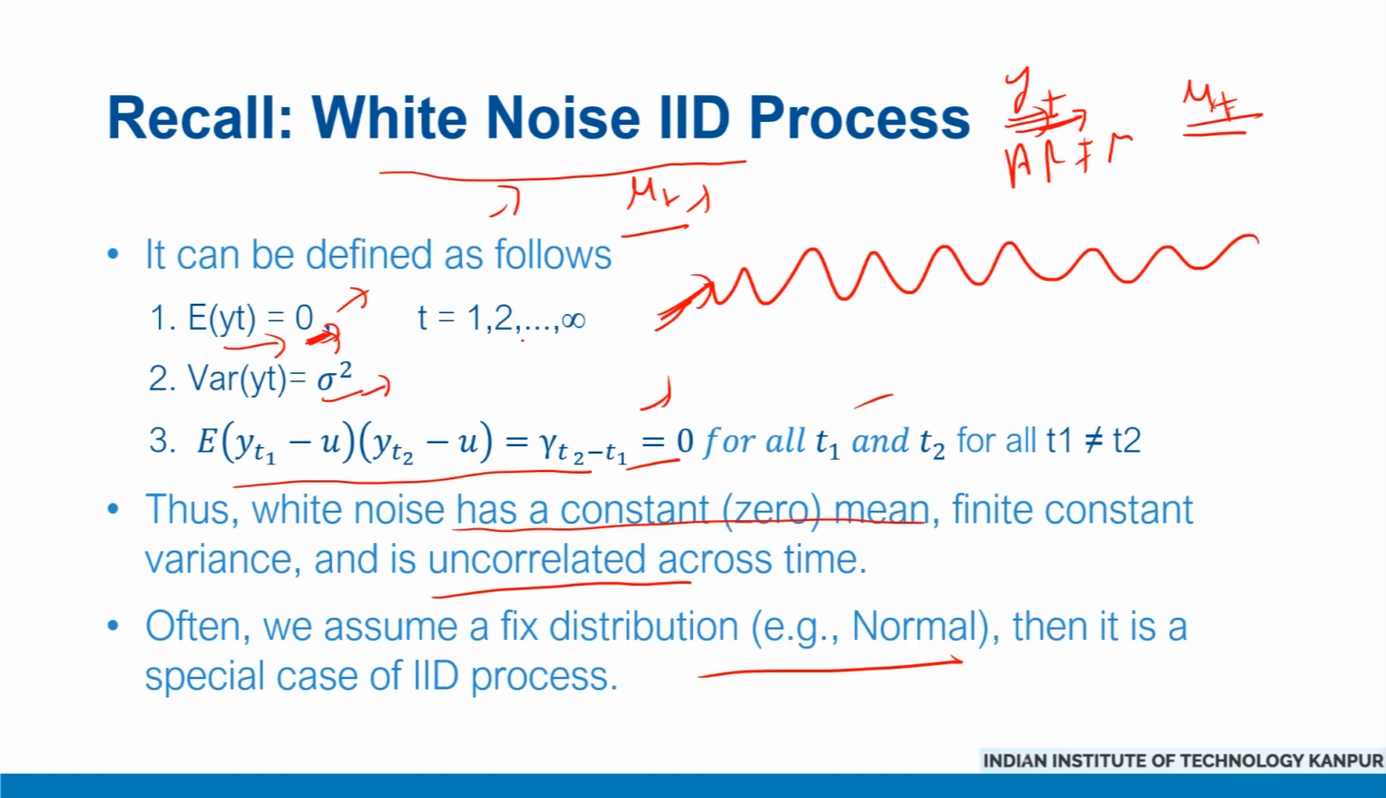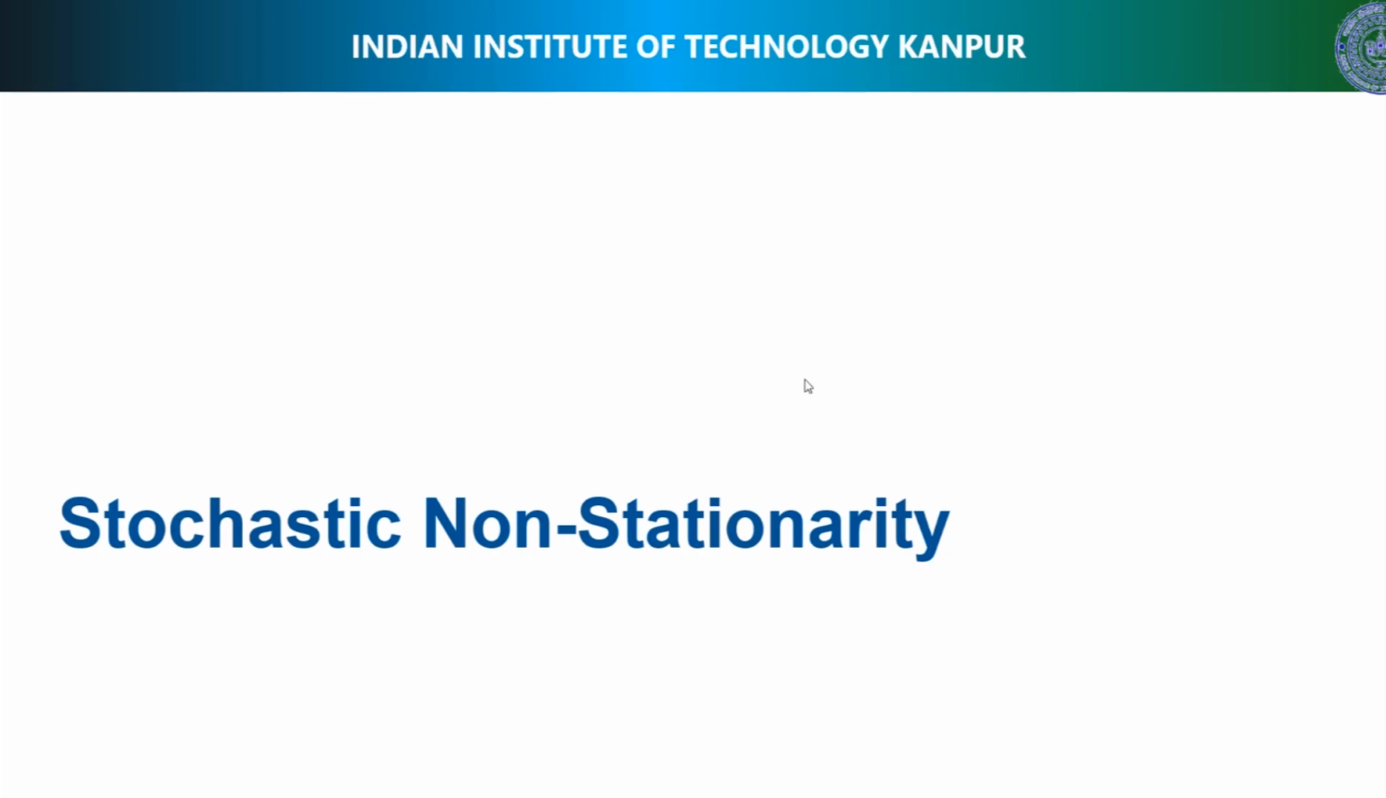So to summarize, in this video we saw the types of non-stationarity, one is the time series or deterministic non-stationarity, and another is the stochastic non-stationarity. In subsequent videos, we'll see how to tackle these forms of non-stationarities. In this video, we'll discuss stochastic non-stationarity and how to account for it while modeling the data.